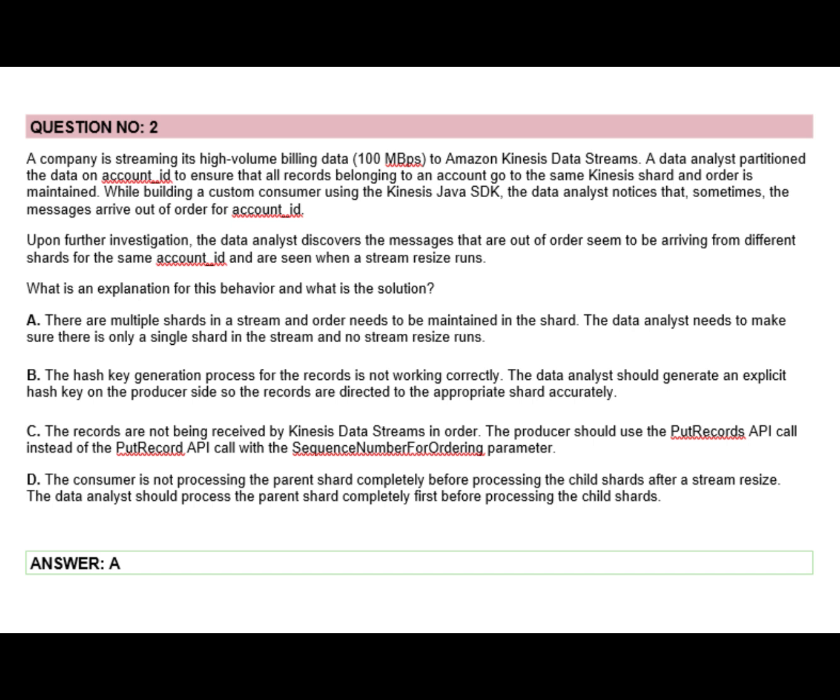What is an explanation for this behavior and what is the solution? A. There are multiple shards in a stream, and order needs to be maintained in the shard. The data analyst needs to make sure there is only a single shard in the stream and no stream resize runs. B. The hash key generation process for the records is not working correctly. The data analyst should generate an explicit hash key on the producer side so the records are directed to the appropriate shard accurately.